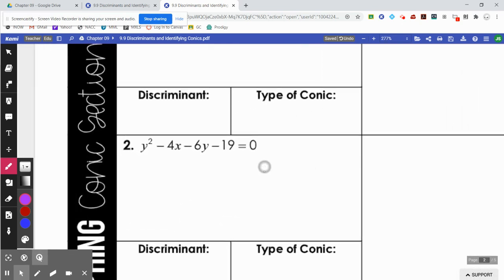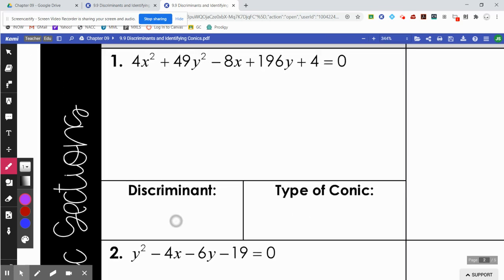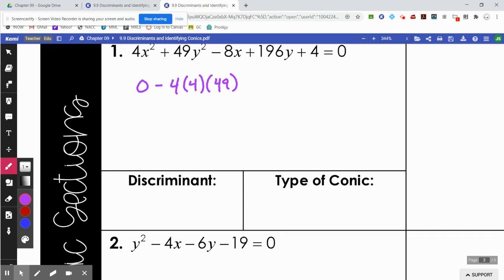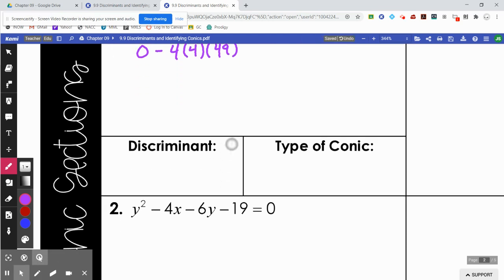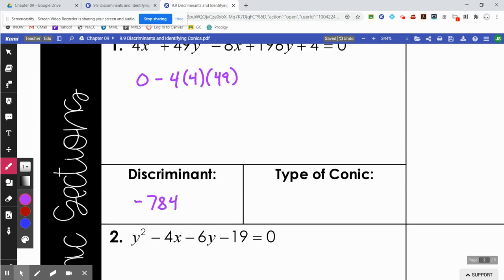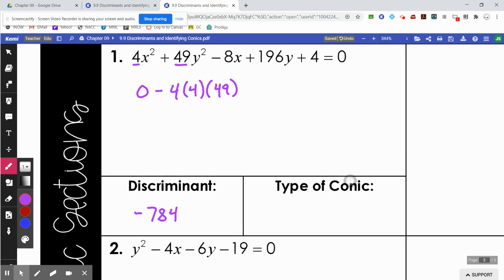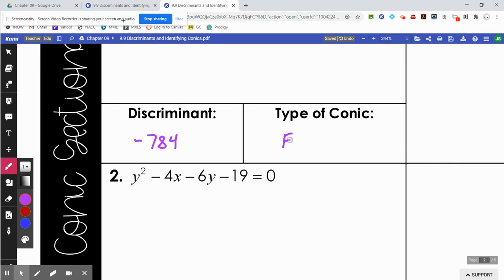Let's start with our discriminant. Number one, again, our discriminant, there's no xy term, so you have 0 minus 4 times a, which is 4, times c, which is 49. When you multiply that together, that gives you negative 784. If your discriminant is less than 0, you have either a circle or an ellipse. Then you go back and look at A and C. If they're the same, it's a circle. If they're different, as in this case, then we should have an ellipse.